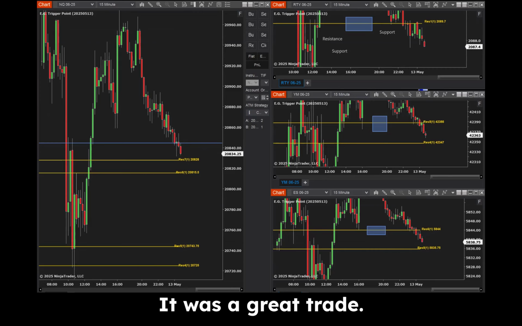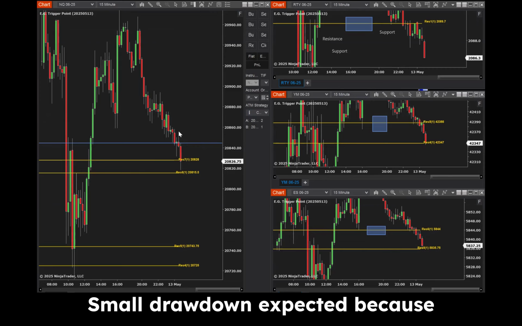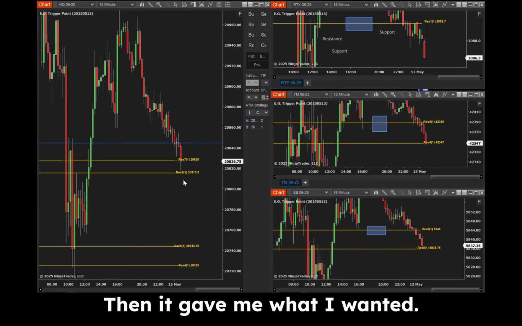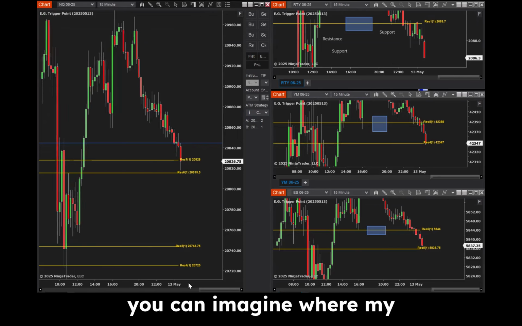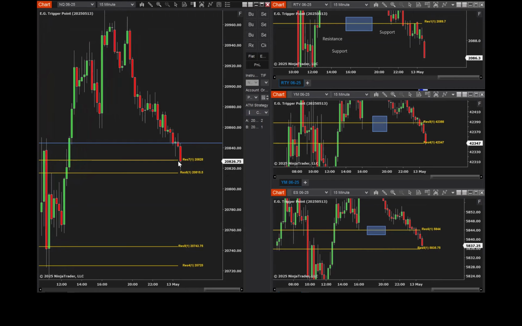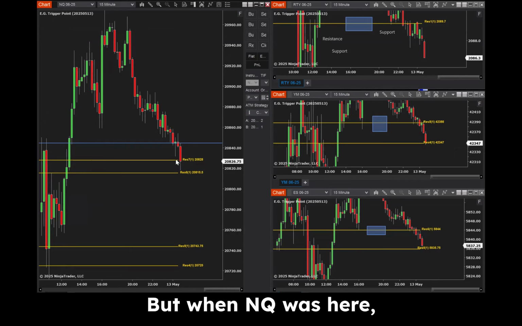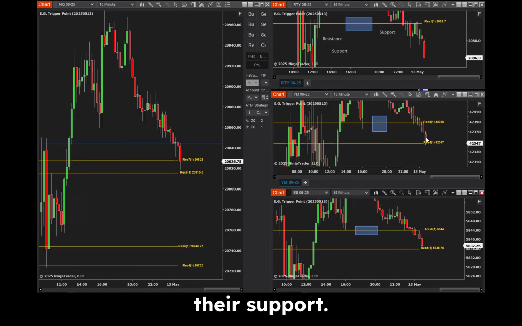Okay, it was a great trade. Small drawdown expected because they had to retest. Then it gave me what I wanted. Beautiful trade. Now you can imagine where my profit target was. This line could be a possible profit target, but when NQ was here, YM and ES were in the middle. I expected that they hit their support, so this was a good profit target.